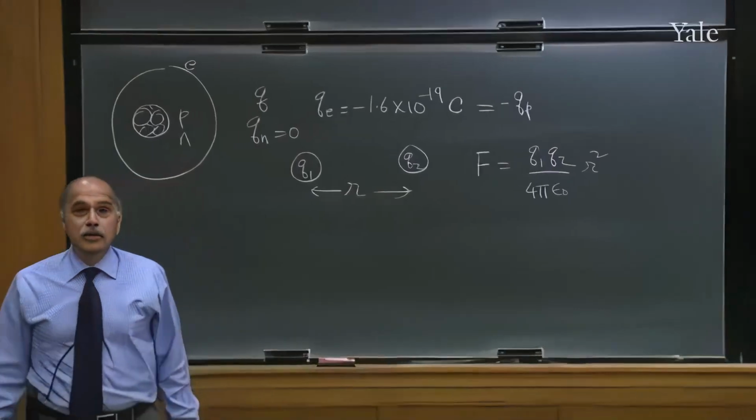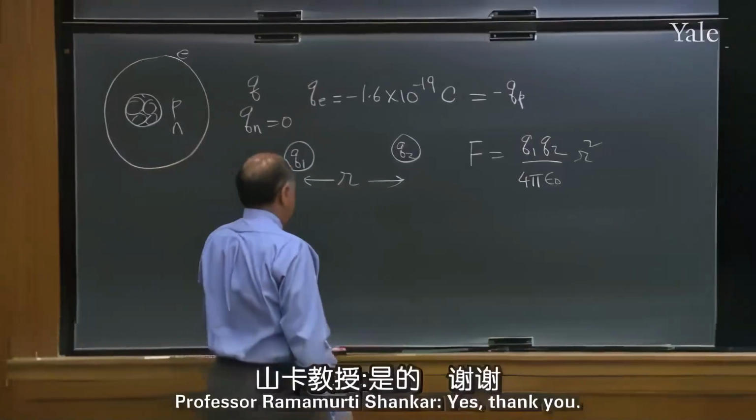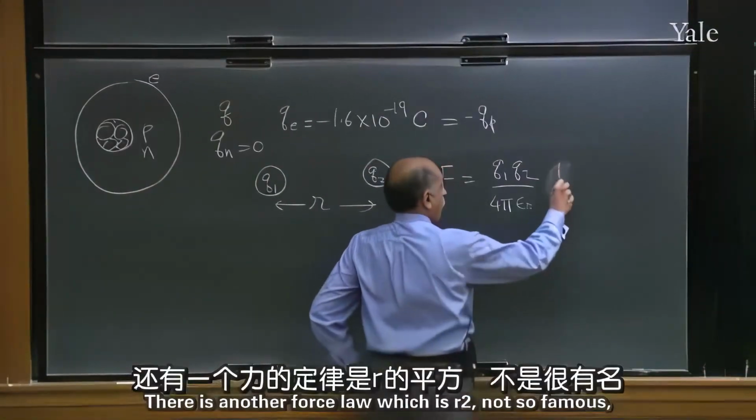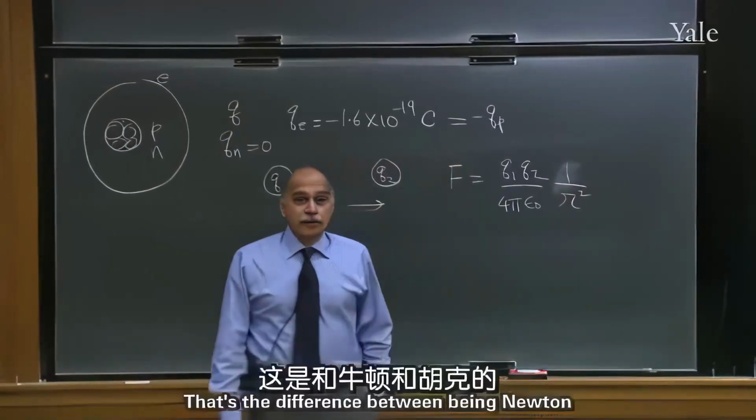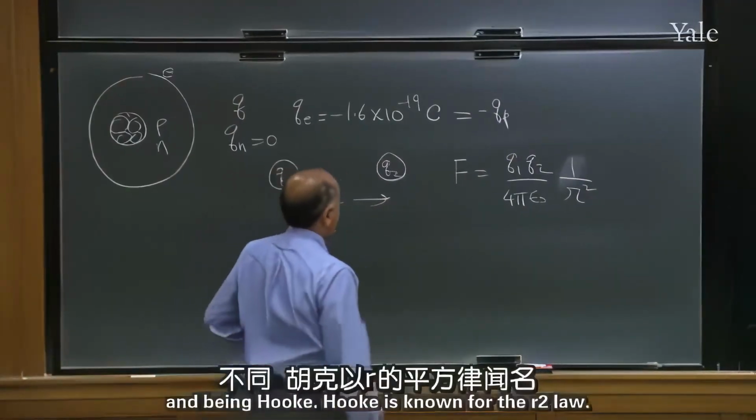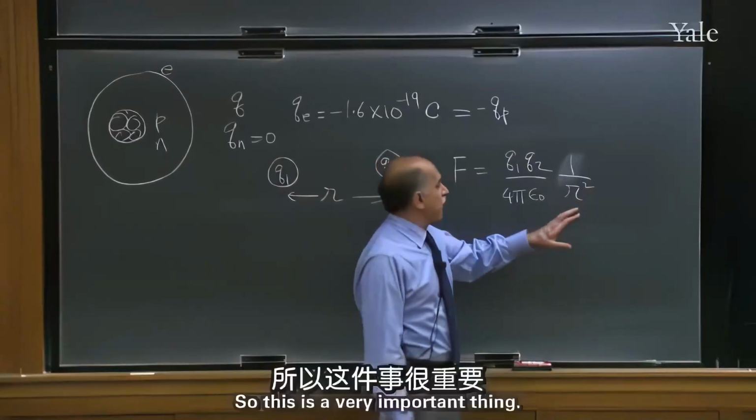Yep? Shouldn't it be 1 over r squared? Yes. Thank you. There is another force law, which is r squared, not so famous, called Hooke's law, but you're absolutely right. That's the difference between being Newton and being Hooke. Hooke is known for the r square law. Newton's known for the 1 over r square law.